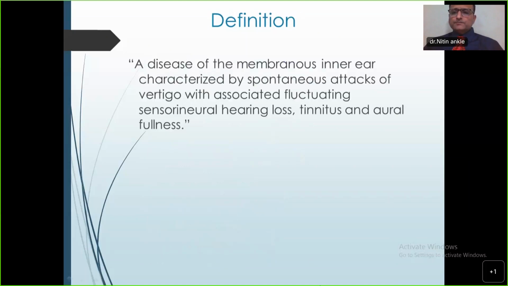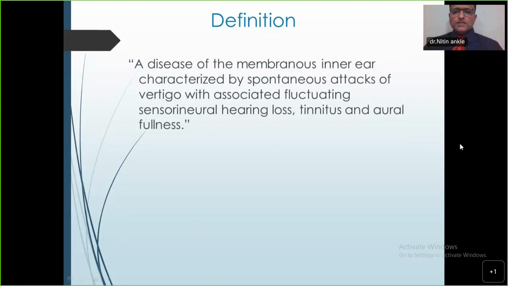Now, by definition, what is Meniere's disease? It's a disease of the membranous inner ear, characterized by spontaneous attacks of vertigo, with associated fluctuating sensorineural hearing loss, tinnitus, and aural fullness. Now, remember, each and every word of this definition is important.